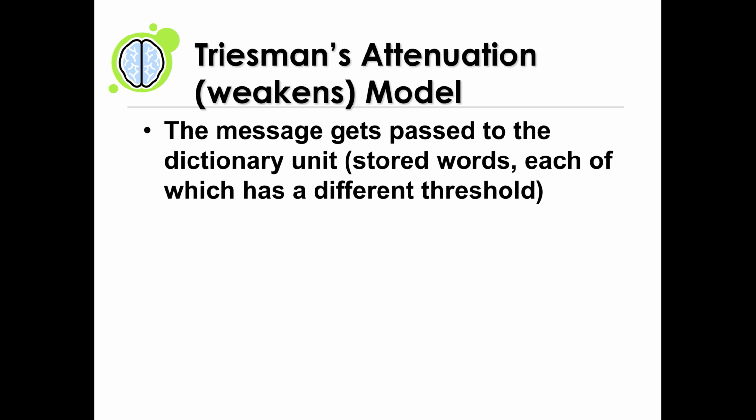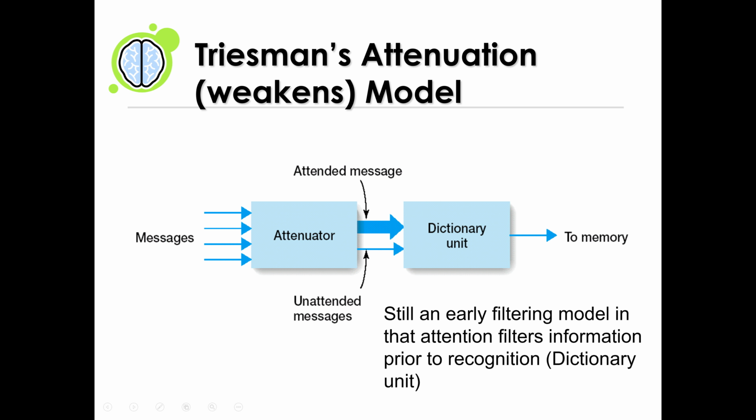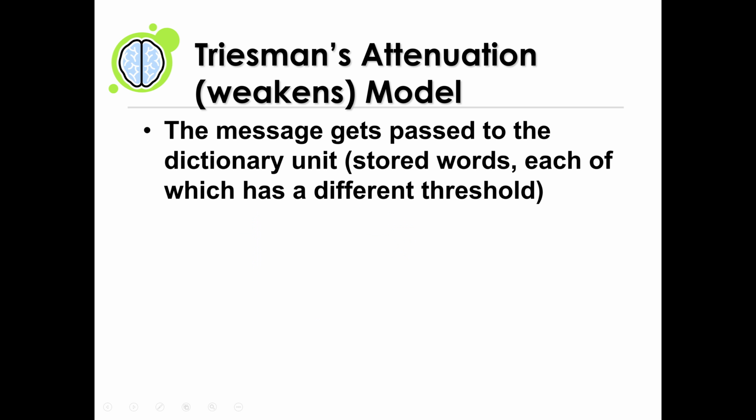Okay, I'll show you a graph in just a second. But the dictionary unit is just an area where you store words, and a threshold is declared for each of these words. But let's get back to it. So information comes into the dictionary unit, and that is going to be essentially where you're aware of this, and it's going to go to memory. Okay, so this is still considered an early filtering model because it's prior to that dictionary unit, prior to where you're going to start to be aware of this message. So it still gets filtered out before this awareness.